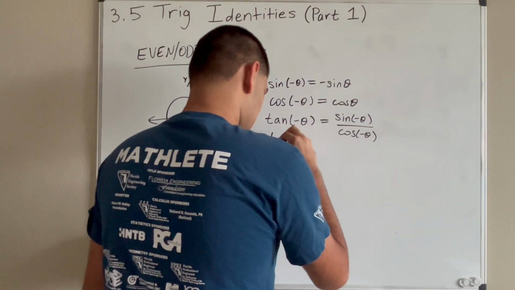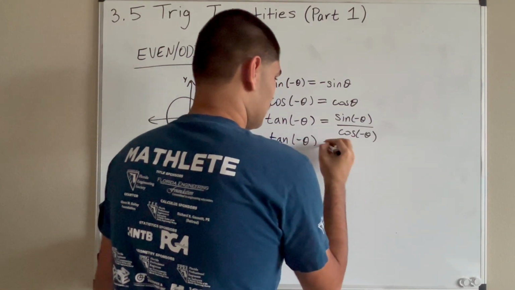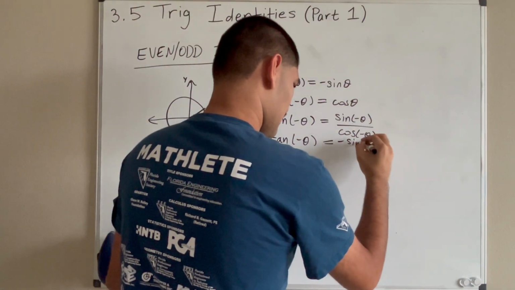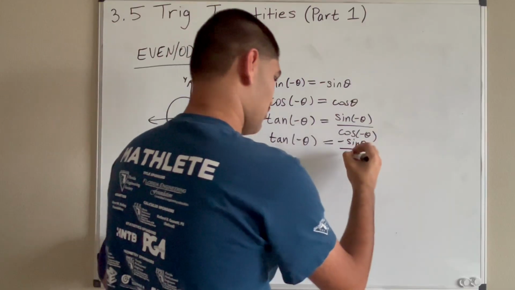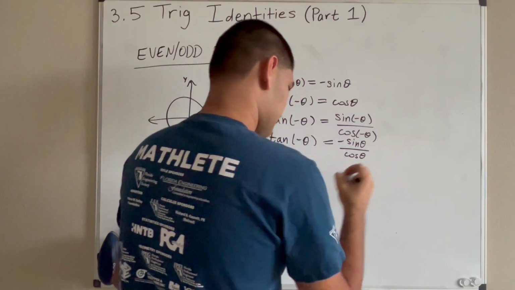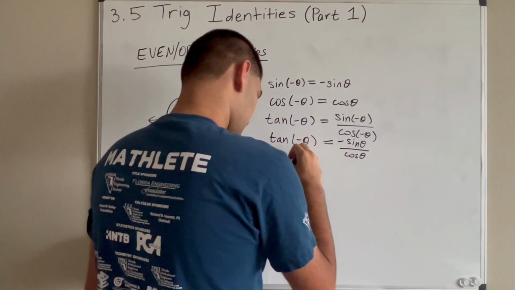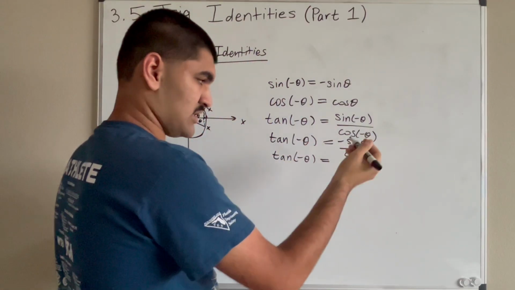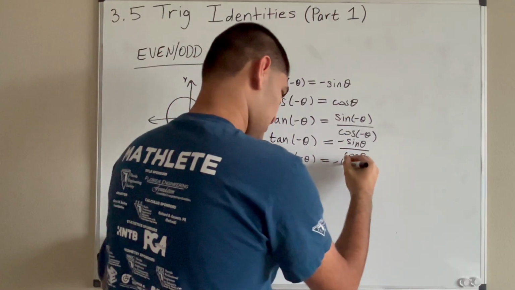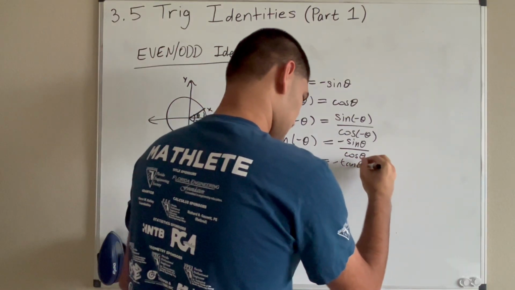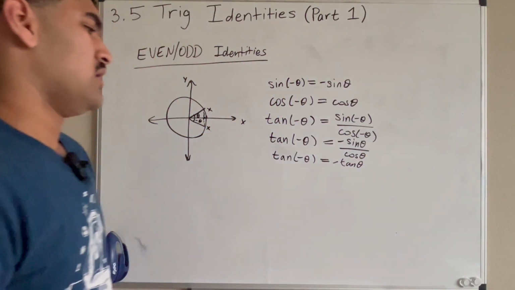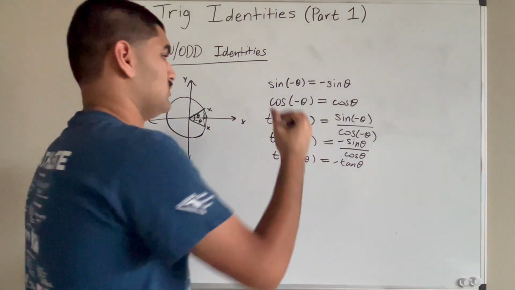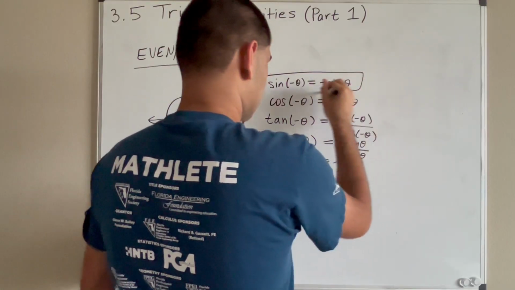So we get tangent of negative theta is equal to sine of negative theta, which is negative sine theta, and then cosine of negative theta is just cosine theta. So sine theta over cosine theta is tangent, and then we have a negative out front. So this is equal to negative tangent. Okay, and so therefore, tangent is odd. I'm just going to box my identities.